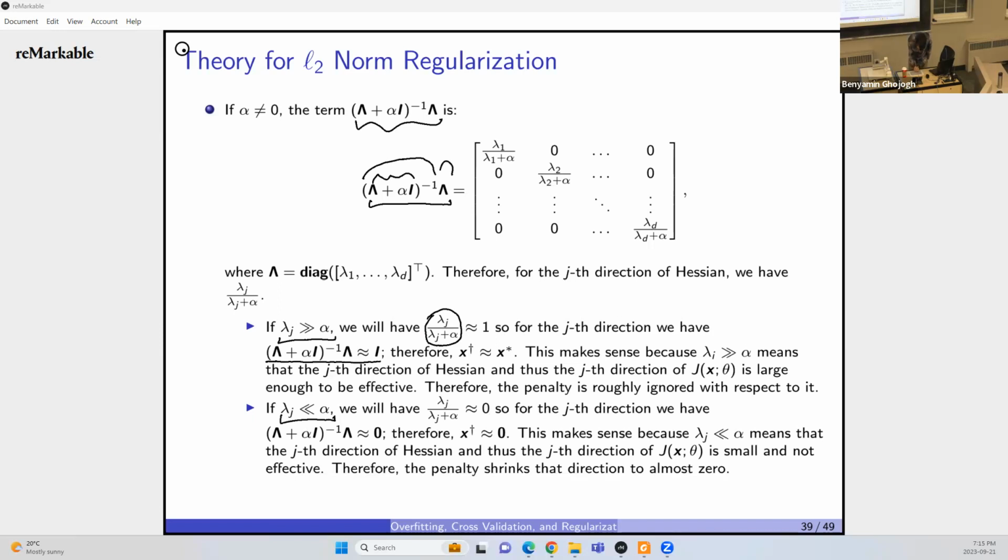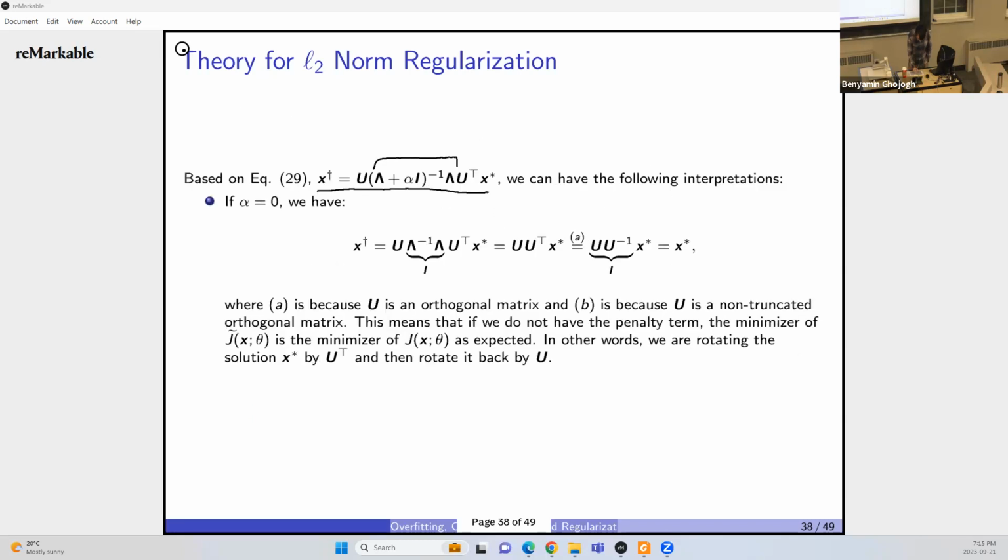It means that at least for that element, it becomes 1. If all of the elements have lambdas much greater than alpha, then this matrix becomes the identity matrix, almost. Agree? Then what happens? If this becomes the identity matrix, X dagger becomes U transpose X star. We haven't truncated U, therefore it just rotates and rotates back, and X dagger becomes exactly X star, right? Because I'm not projecting onto a subspace.